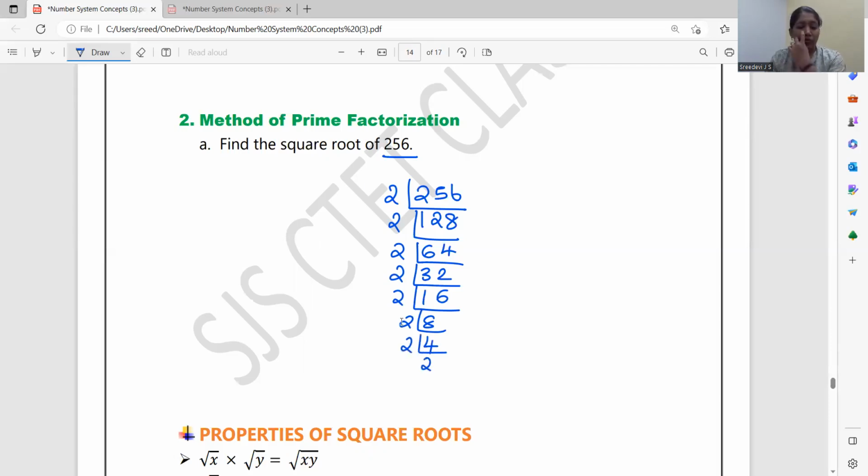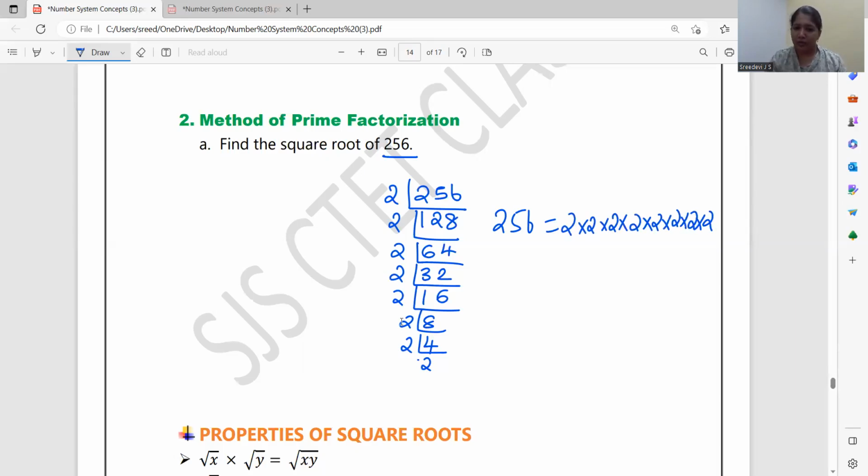Please don't write 2 by 2 as 1, okay? Because 1 is neither a prime number nor a composite number. So in prime factorization, you have to end here. So how many 2's are you getting? We'll write it accordingly. 256 is equal to how many 2's? 1, 2, 3, 4, 5, 6, 7, 8. So 8 twos, right? We'll write it as 2 multiplied eight times.